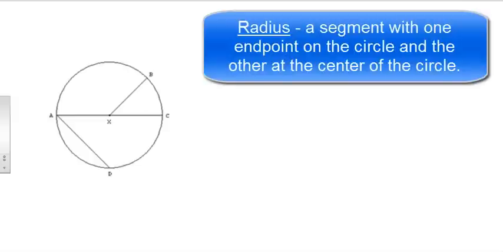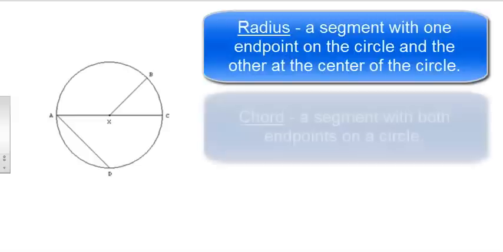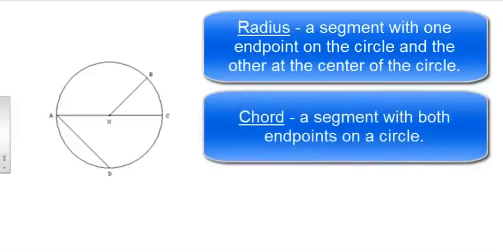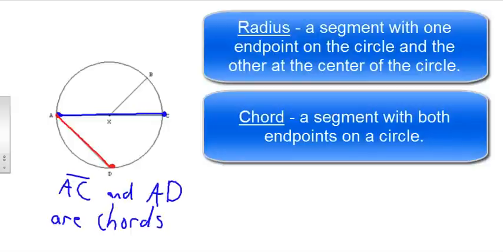Another term that we're going to use is a chord. A chord is a segment that has both of its endpoints on the circle itself. There are actually two chords in this particular picture. Chord AD has both of its endpoints, point A and point D, on circle X. And there's a second one here as well. Segment AC also has both of its endpoints on the circle itself. It is also a chord. So those are our two examples of chords, AC and AD.